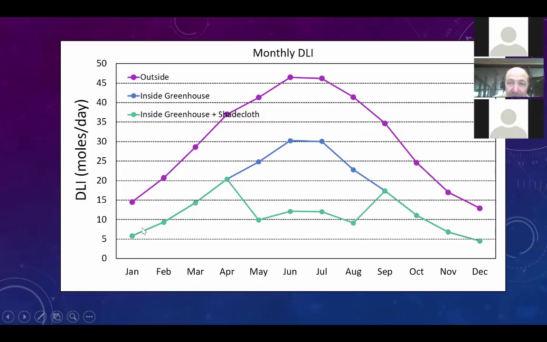Or maybe even 15 is probably exaggerating. So we're below really our goal. And so it is at these times of year, January, February, and then on the other end of the year, November, December, that supplemental lighting is obviously beneficial because we're bringing those low DLIs up to the minimums, like 10 moles per day, to produce a good crop.